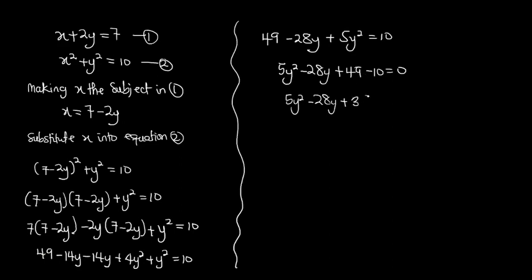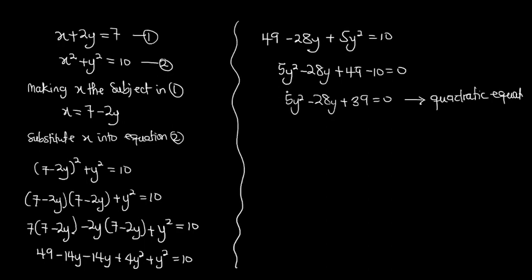So plus 39 is equal to 0. We can see that this equation is what we call a quadratic equation. From this quadratic equation, I need to solve it by the method of factorization, and then find my values of y.